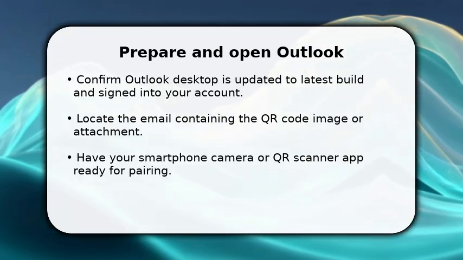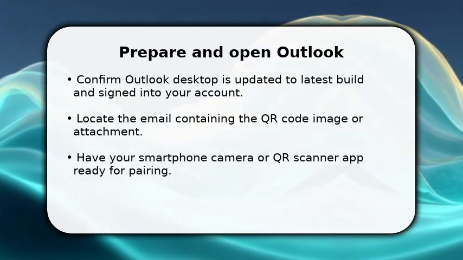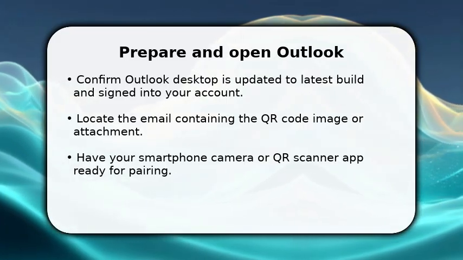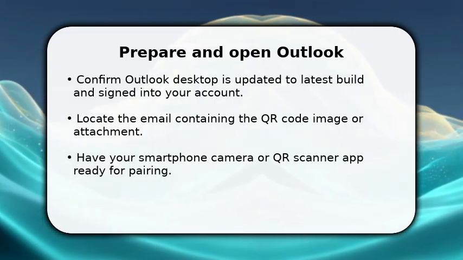You should also have your phone unlocked with the camera or QR scanner app ready. This step matters because scanning from the screen needs a clear, unobstructed image. Make sure brightness is high and the QR image is fully visible on your monitor.